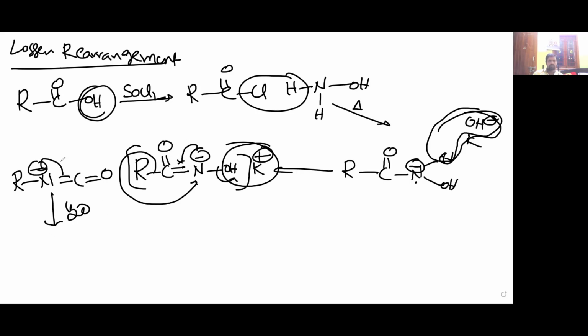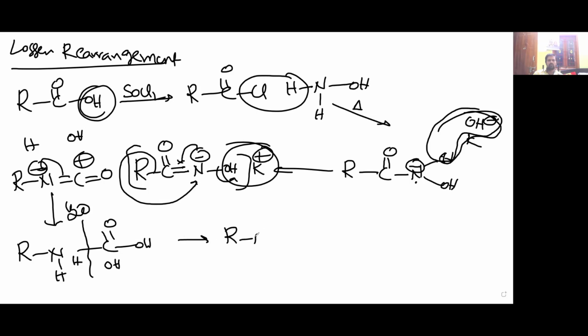And the bond shifted like this: negative, positive. H is added. OH is added. Then R-NH-COOH. Further, you added water, meaning H is added, OH is added. Finally, you are going to get R-NH2. I hope you can understand. So this is called the Lossen rearrangement.